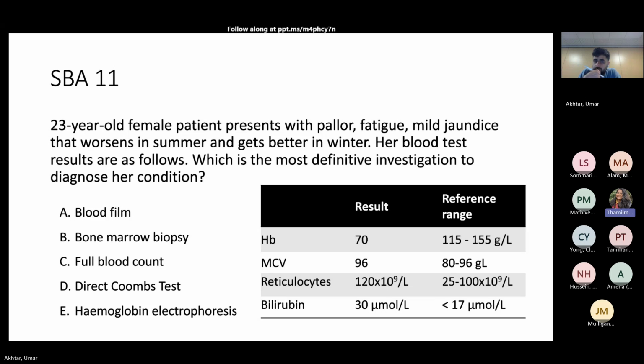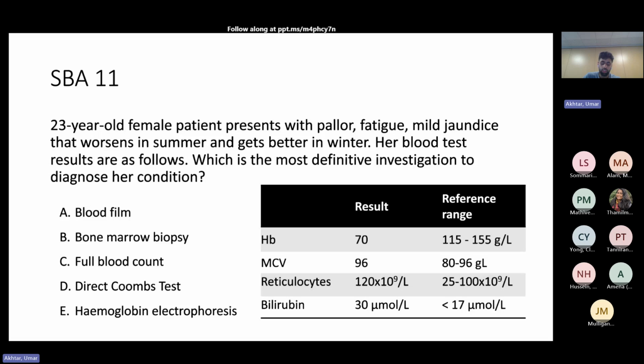Sickle cell can be triggered. You can get crises based on exposure to cold and things like that. But I wouldn't necessarily class it as the main condition we're thinking about, which worsens in the summer and gets better in the winter, and would cause these kinds of findings on blood tests. It's a difficult question, don't get me wrong.